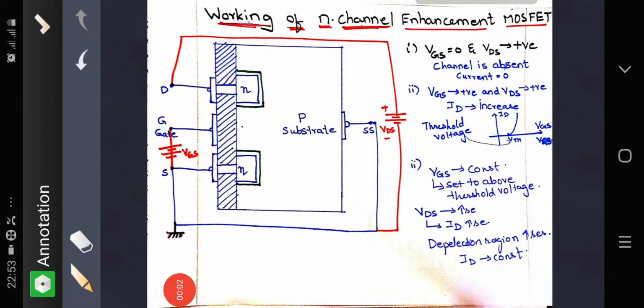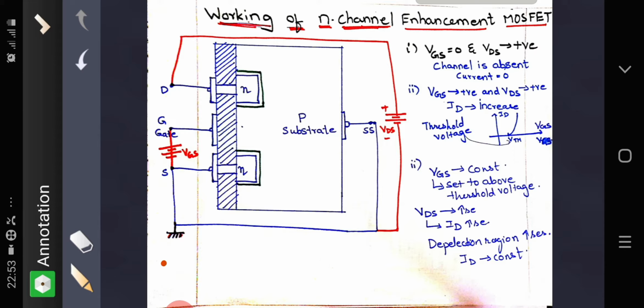In the previous class, we have seen the working of N-channel depletion MOSFET. Today, we'll see the construction and working of N-channel enhancement MOSFET. As we already discussed, the difference between the N-channel depletion MOSFET and N-channel enhancement MOSFET.